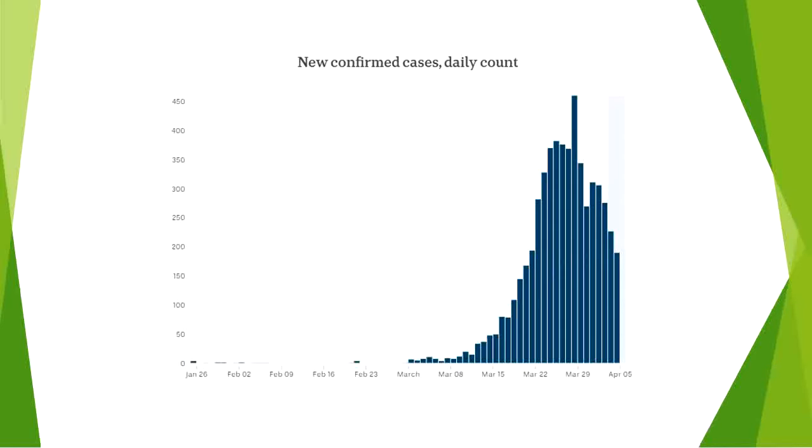Let's start with our old friend, the new confirmed cases daily count graph. As you can see, each column in this column graph represents how many people got infected with the coronavirus on a particular day. And as you can see from the fact that the columns are getting mostly smaller towards the right of the graph, Australia is doing very well in terms of limiting the spread of this virus.